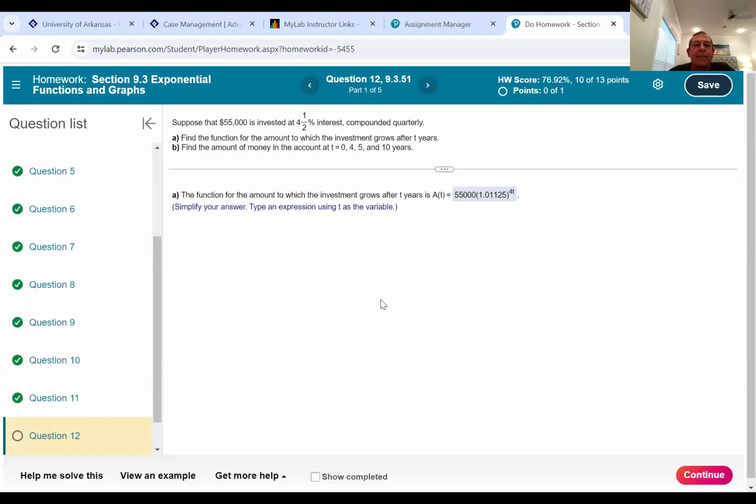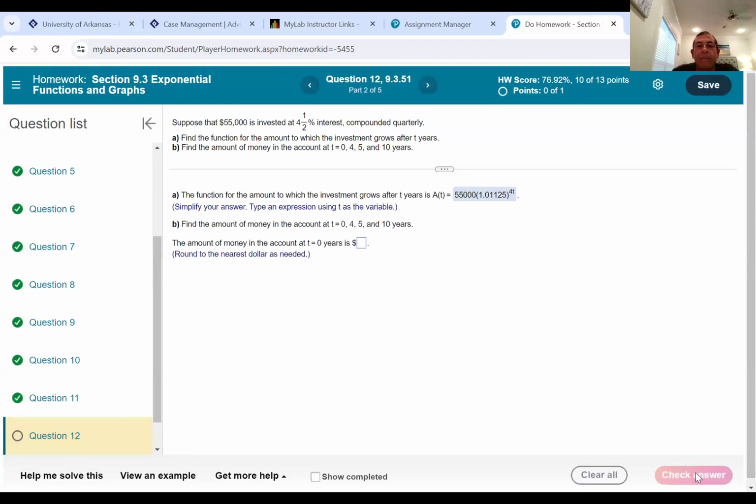Now it says, find the amount the money in the account at t equals 0, 4, 5, and 10 years. So let me continue. And they say round to the nearest dollar. So y'all, let me show y'all an easy way to do this one, because we got graphing calculators, right?